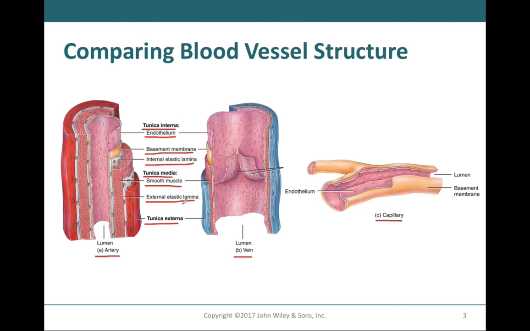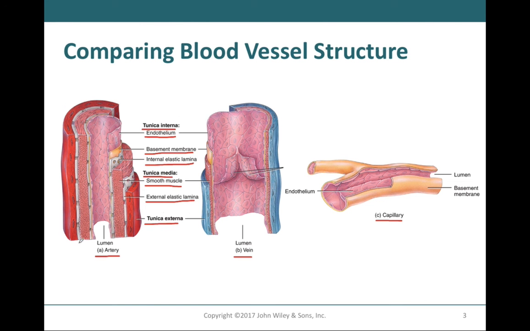But for now, to finish up the tunica media, we will also have the external elastic lamina, which is going to give more elasticity to our vessels. And lastly, the tunica externa, which sits out here, is primarily going to be made up of other elastic fibers and collagen fibers, and this is going to anchor our vessels to the tissue that is surrounding.